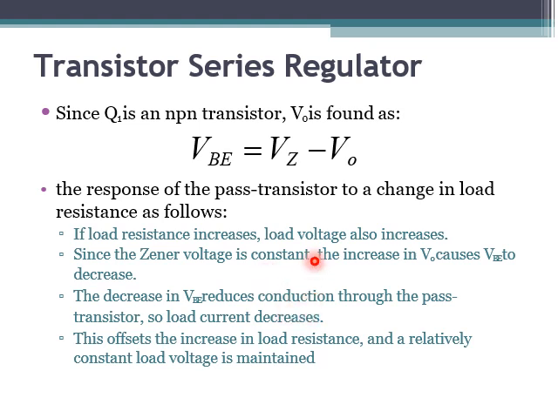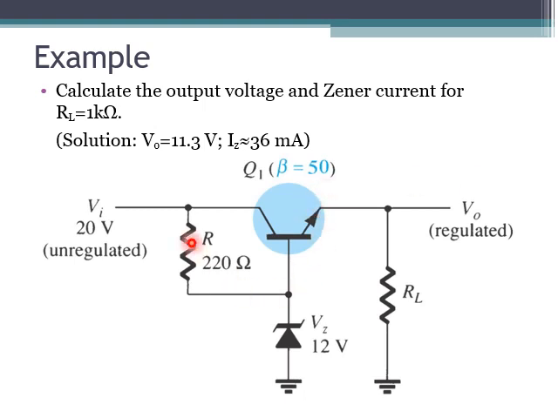So the VBE decreases, it reduces the conduction through the pass transistor, so load current also decreases. Which will offset the increase in load resistance and a relatively constant load voltage is maintained. Clear? Right. Now I had given an example.